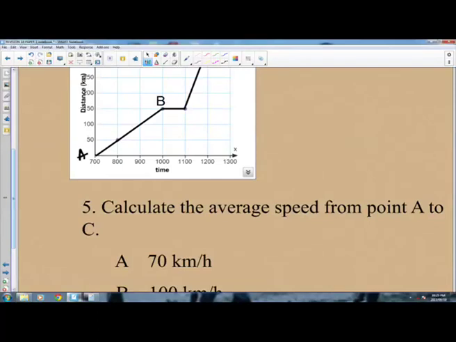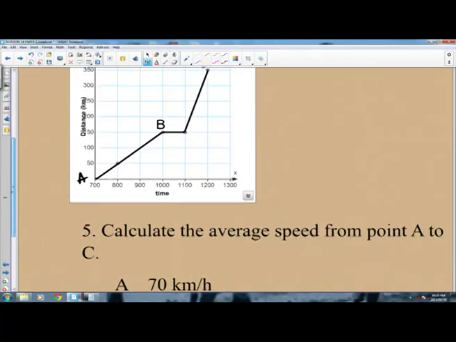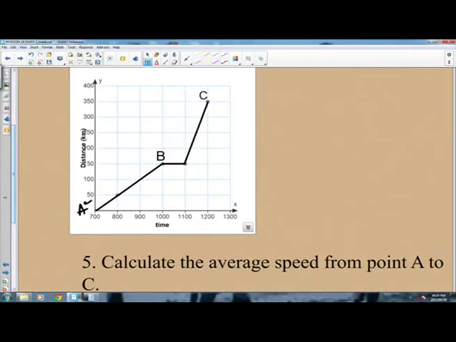The first question says, calculate the average speed from point A to point C. That is question number 5. You are to calculate the average speed from point A to point C. This is our point A here, and then this is the point C. So it says you are to find the average speed. How do we find speed? Speed is equal to distance over time.